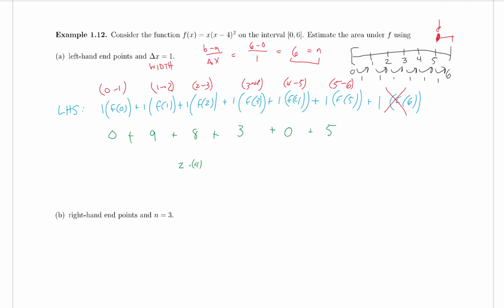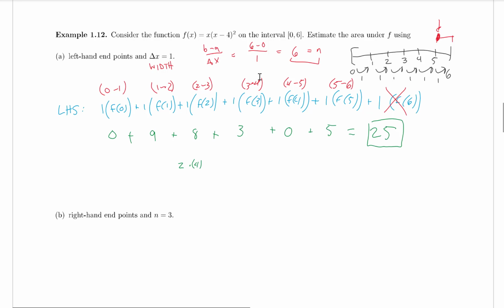And so we have that our sum here is 9 plus 8 plus 3 plus 5. That's 16 plus 9. That is 25 there. And we don't have any units that we're dealing with. So our answer is just 25.